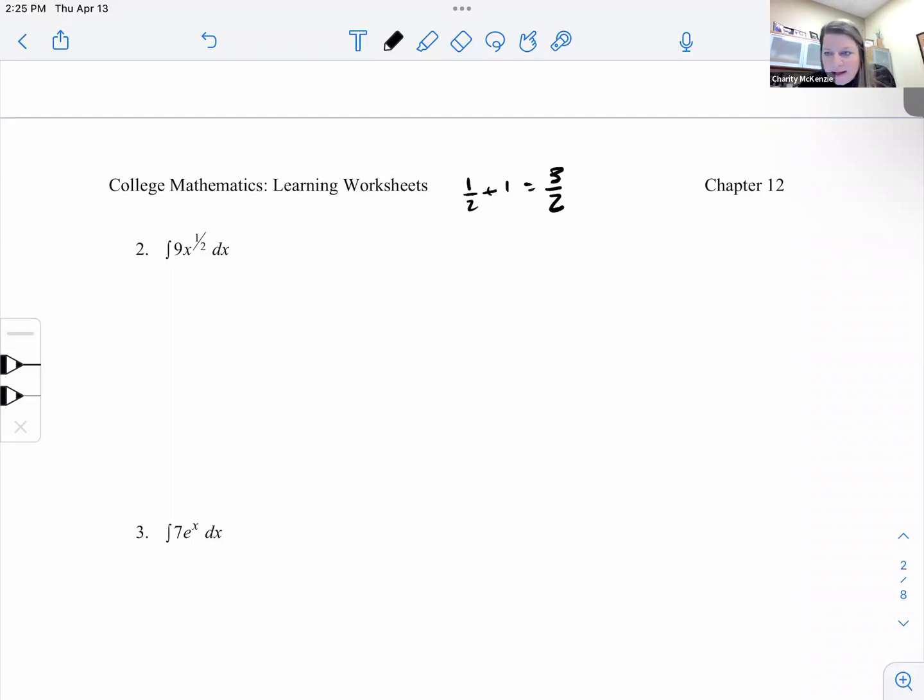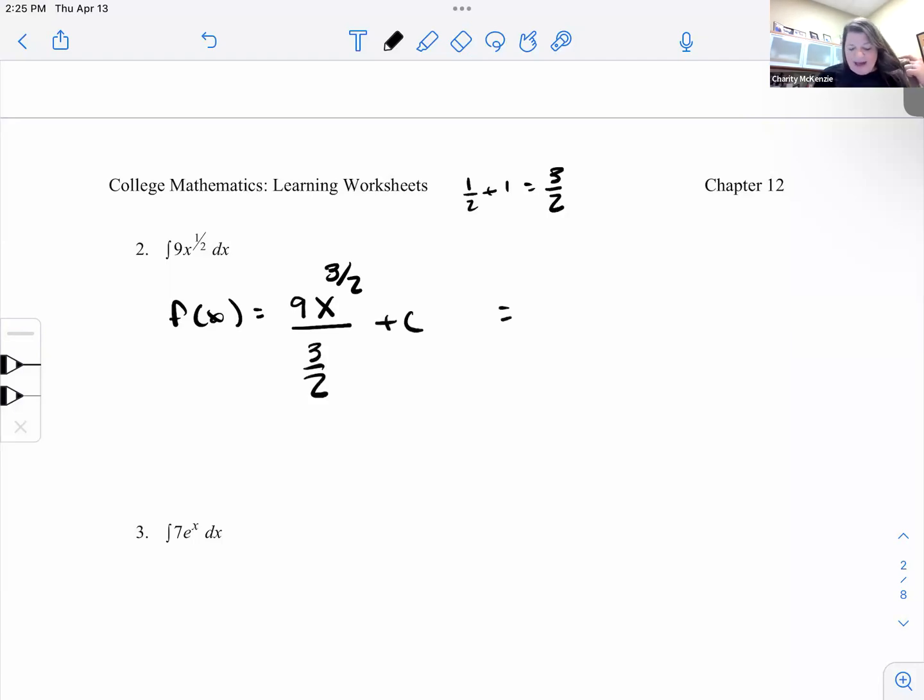You could use your calculator. Okay, any way to get that fraction. So right now, if I go to do the original function, I am going to have 9. That 9's just staying from the original, right? X to what is 1/2 plus 1? We just said 3 halves. Okay. And then what do we do with that 3 halves? We divide by the 3 halves. Okay. And then plus c.